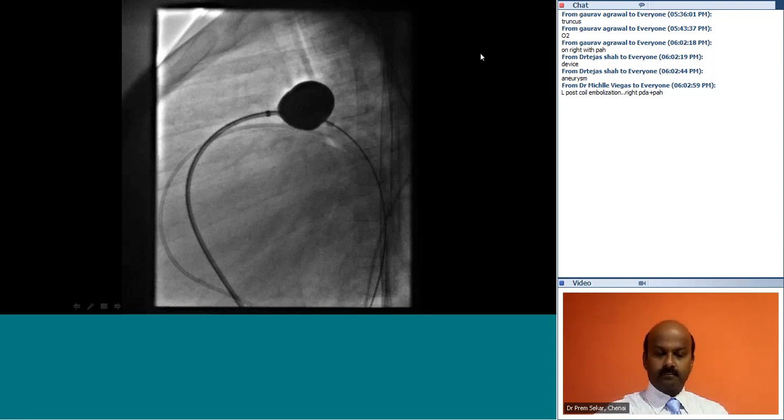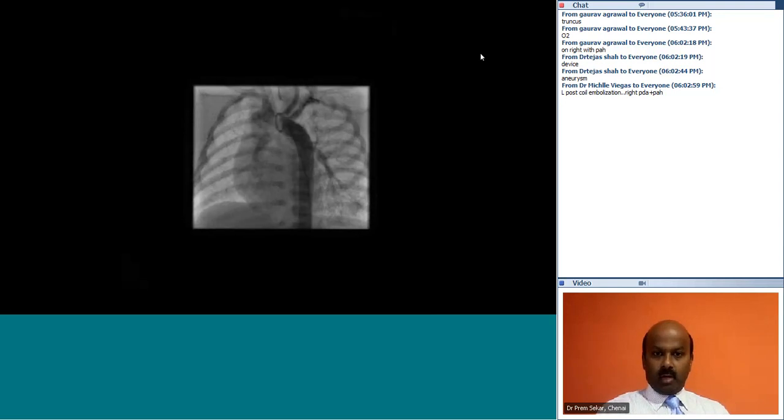Now, I would like you to look at this angiography and tell me what you see. What does this diagram show?